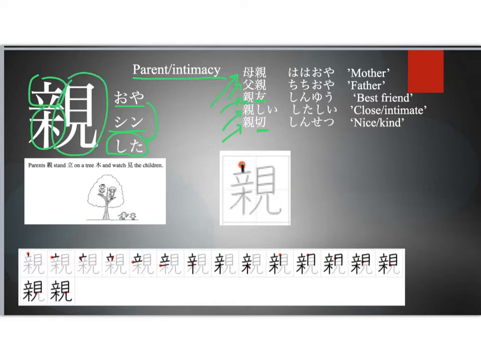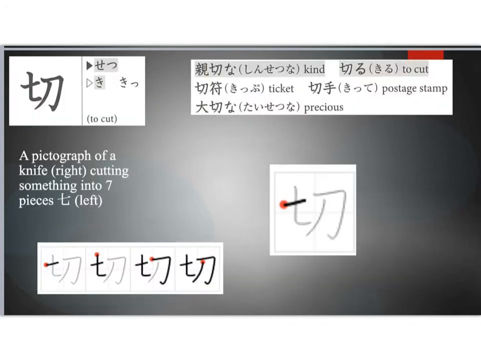And here's the stroke order. 1, 2, 3, 4, 5, 6, 7, 8, 9, 10, 11, 12, 13, 14, 15, and ju-roku. Don't forget that little hook right there. Also, don't forget this one is longer than this one because it's a radical.